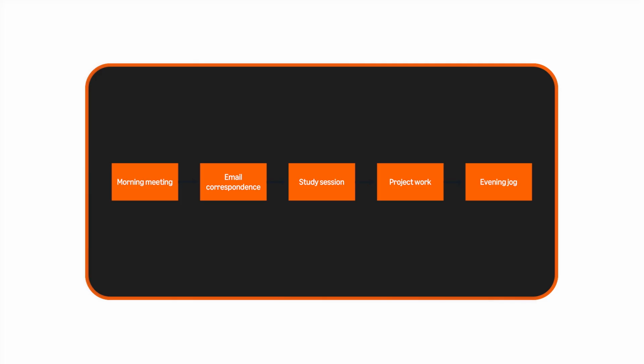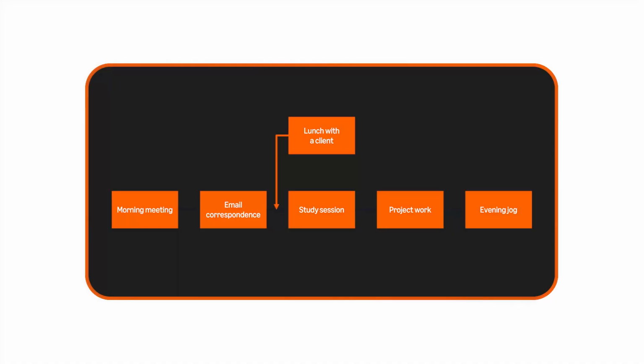Inserting or removing elements from the middle of an array list can be slow because elements must be shifted to maintain order. For instance, imagine your day is scheduled with 5 events in an array list: morning meeting, email correspondence, study session, project work, and evening jog. Each event is stored in the order you plan to complete them. Now, imagine adding lunch with a client after email correspondence at index 2. The array list must shift study session, project work, and evening jog one position to the right to accommodate the new event.